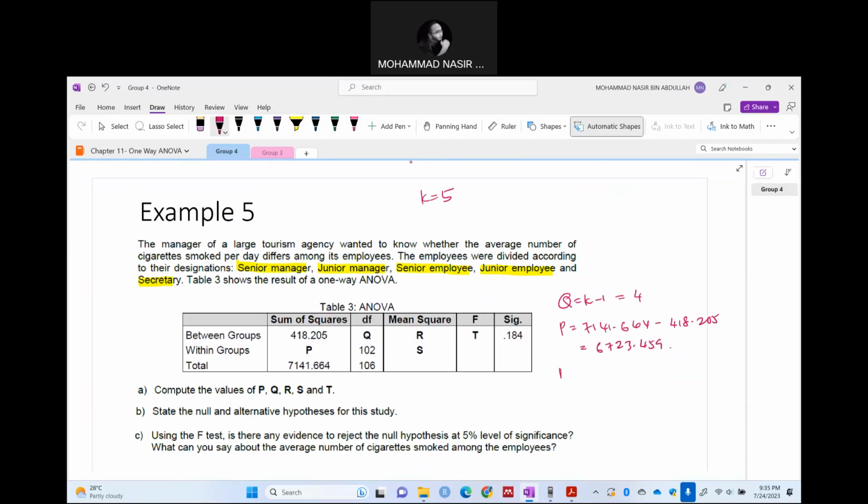And the value of R is equal to 418.205 divided by Q, which is 4. This one should be 104.5513. Okay. Simple, right? But unfortunately, this kind of question will not be in your final exam. Very easy, right?